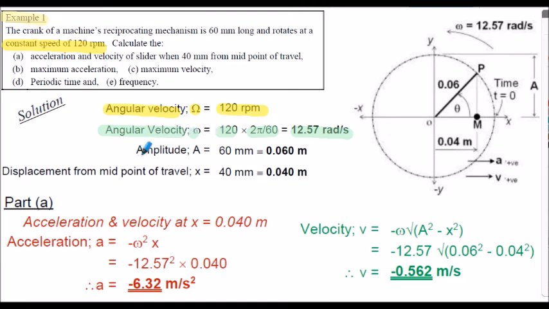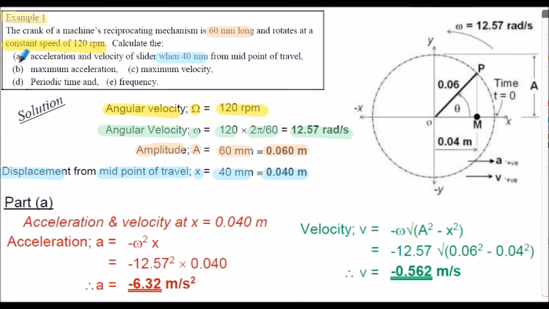The amplitude, symbol A, is 60 millimeters. That's the length of the reciprocating mechanism. So converted to meters, 0.06 meters. And the displacement from the midpoint of travel, we're given in the question here, that's symbol X, is initially 40 millimeters. Again, converting that into meters.